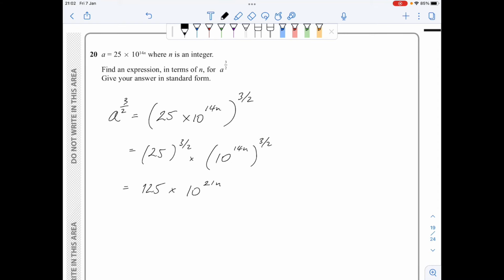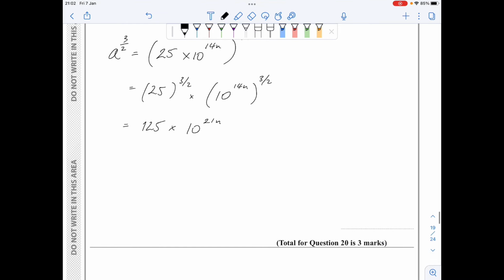This is a valid answer, but it's not in standard form, so I'll need to divide the first number by 100, so it becomes 1.25, and to balance things off, I'll need to multiply this one by 100. If you multiply this by 100, you are adding 2 extra zeros, so it's going to be 10 to the power of 21n plus another 2, and that's the final answer.